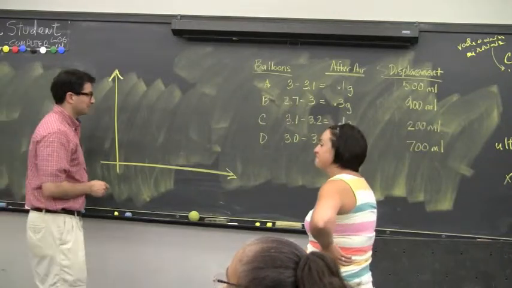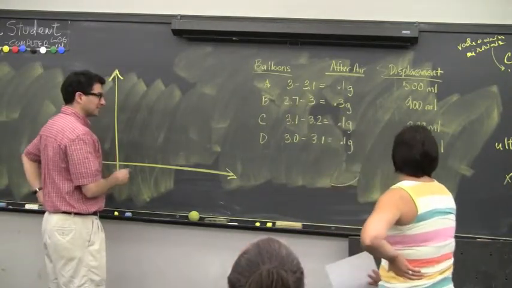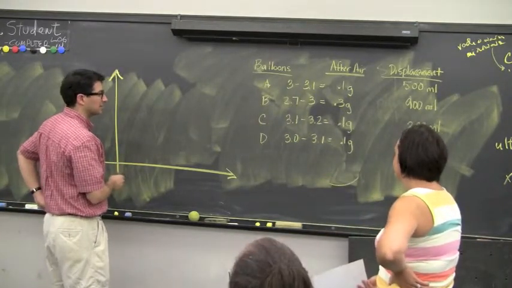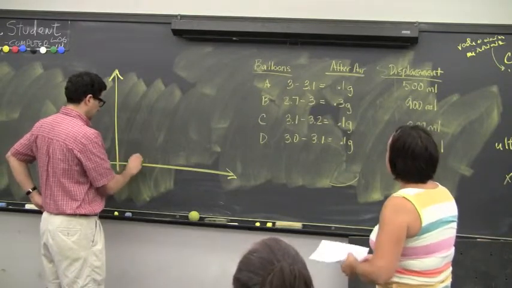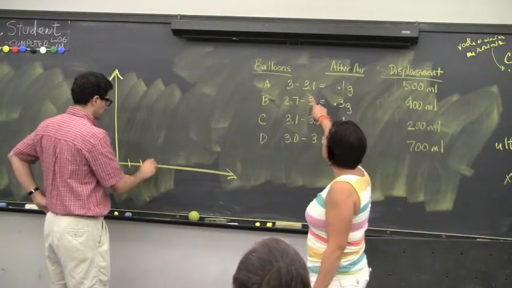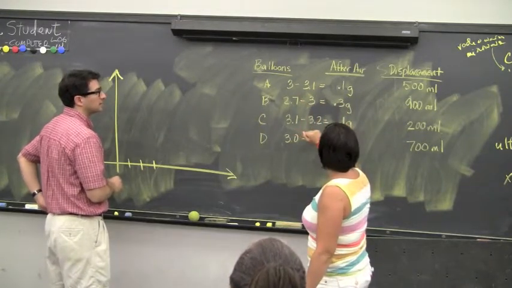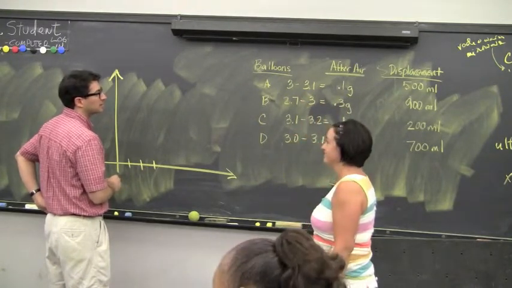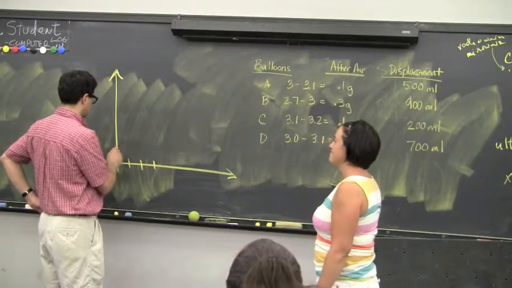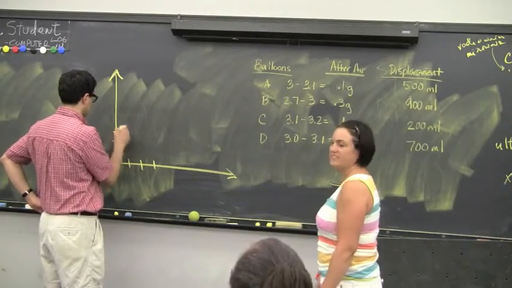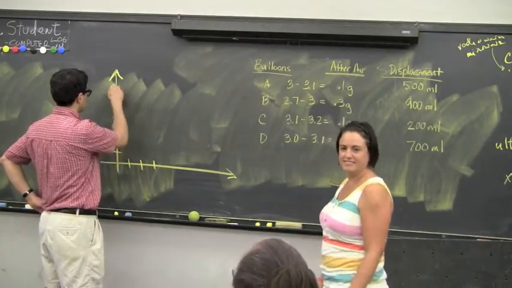Alright, what do you got? Oh, you got 0.1 for everything. That's a good question. But look, your balance isn't accurate. So we measured every balloon. Should we not have done that? No, you should. Okay.